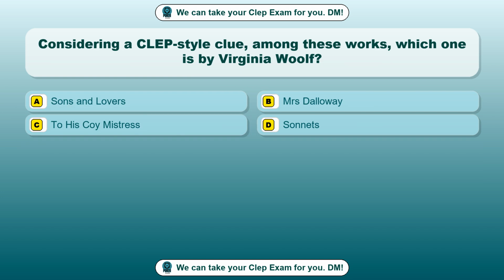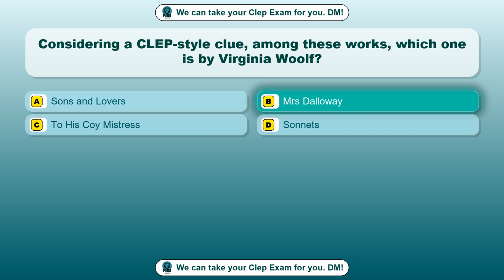Question 28. Considering a CLEP-style clue among these works, which one is by Virginia Woolf? Option A, Sons and Lovers. Option B, Mrs. Dalloway. Option C, To His Coy Mistress. Option D, Sonnets. The correct answer is option B, Mrs. Dalloway.